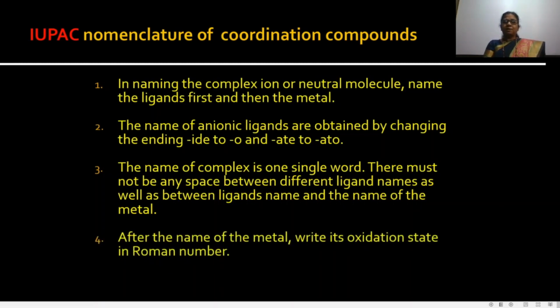Then after the name of the metal, write its oxidation state in Roman numerals. That means in naming a coordination compound, first write the names of the ligands, then the name of the metal ion, and then write the oxidation state in Roman numerals. And all these names are written in a single word.